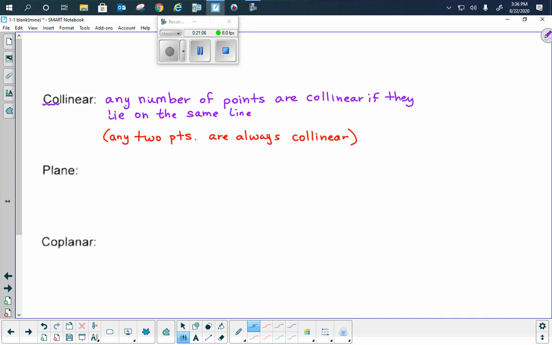Okay, a plane, important definition. A plane, I'm not talking about the kind that's flying through the sky. Okay, we're not talking about that. We're talking about a flat surface. Okay, so a plane is any flat surface that extends infinitely far in all directions.